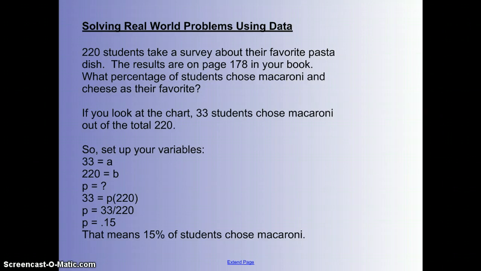They want to know what percentage of students chose macaroni and cheese as their favorite. Well, when you look at that chart, you see that 33 students chose macaroni and cheese out of 220. So we're going to set up our variables knowing that 33 is the amount and 220 is the base. That's always the total of people who were surveyed. And then you calculate the percentage by using A equals PB. So 33 equals P times 220. P equals 33 divided by 220. That means P equals 0.15. So the results translated mean that 15% of the students chose macaroni and cheese as their favorite.